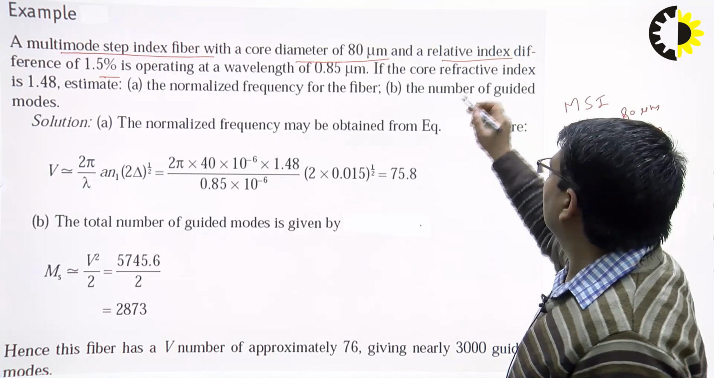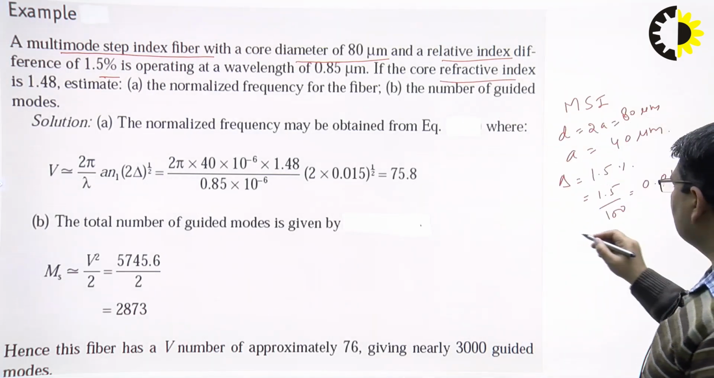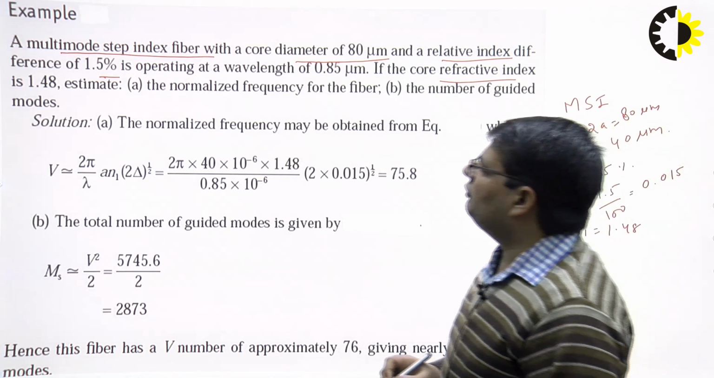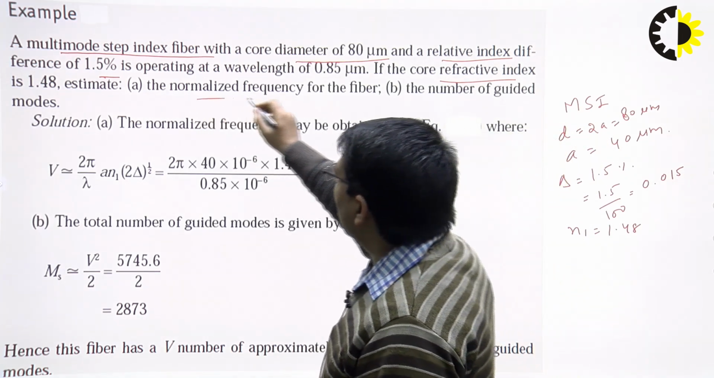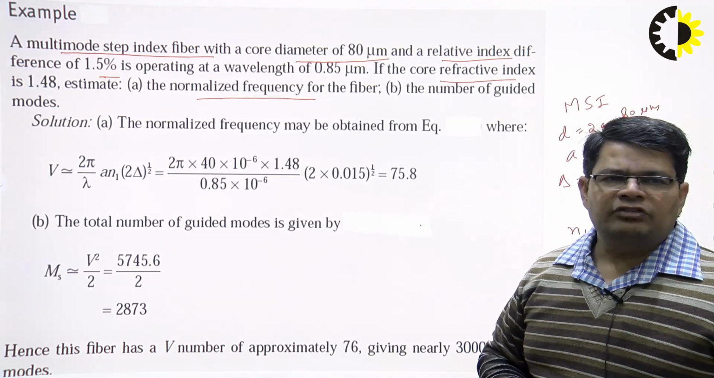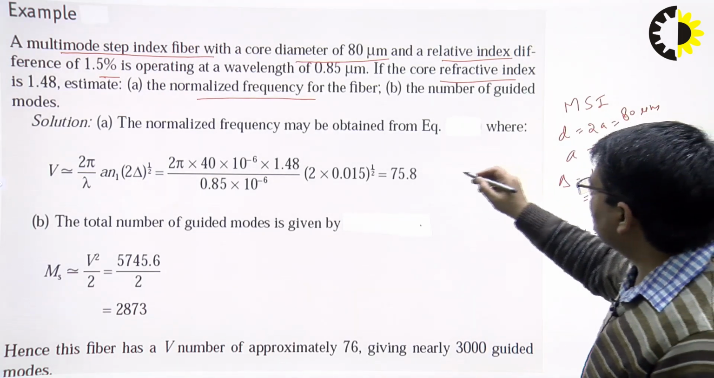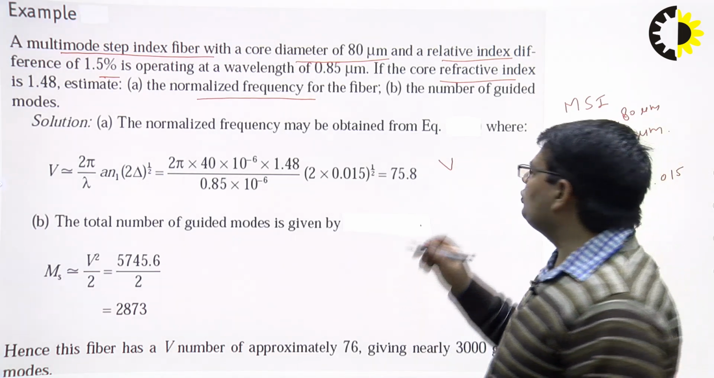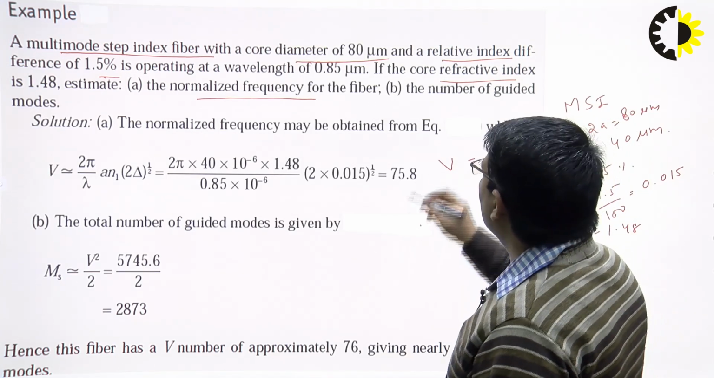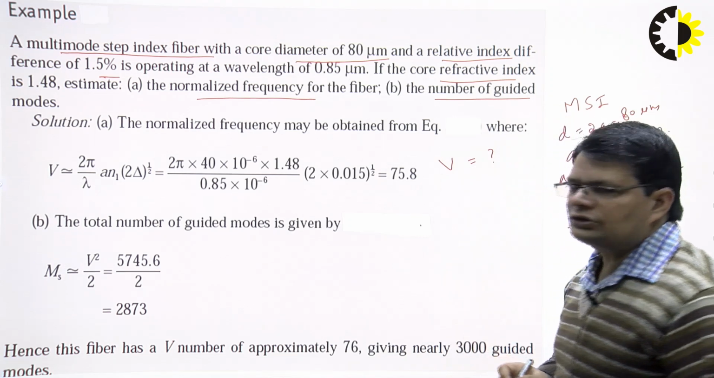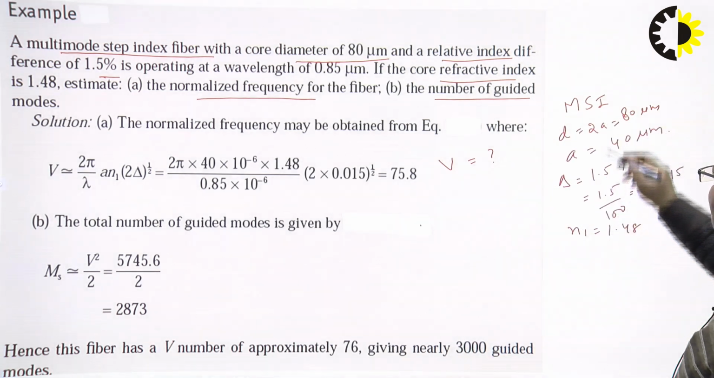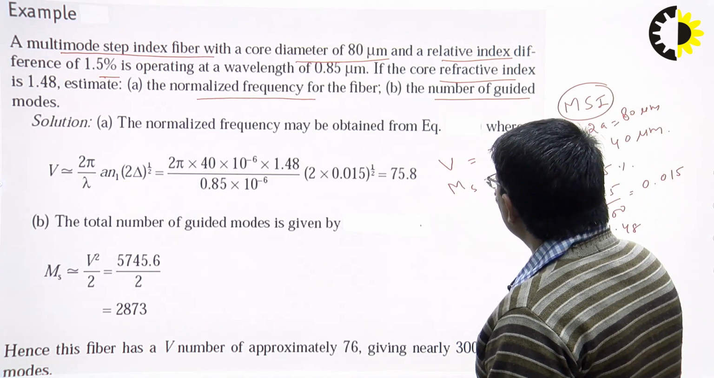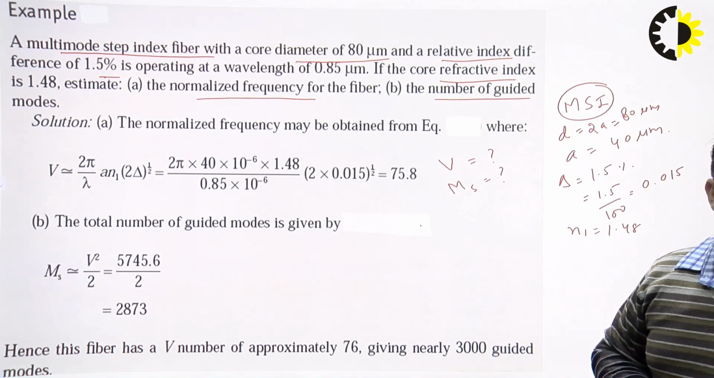Then we are given the core refractive index, N1 as 1.48. What we have to compute is the normalized frequency for the fiber. The normalized frequency is basically the V number. And then we have to compute the number of guided modes. As this is the case of multi-mode step index, the number of guided modes will be MS. So these two we have to compute.